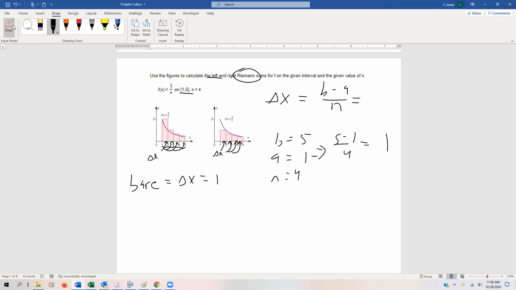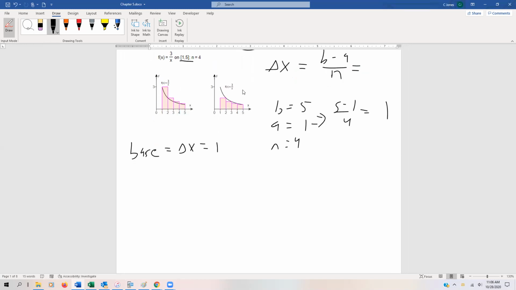Now, we're going to start with the left endpoint. I'm going to get rid of all of these in the left endpoint method because delta x is the same for both the left and the right endpoints. So now using the left endpoint, our values, we're going to start at 1. With the left endpoint, you start with the leftmost point. So x is going to be 1, 2, 3, and 4, and we stop because we want 4 partitions.